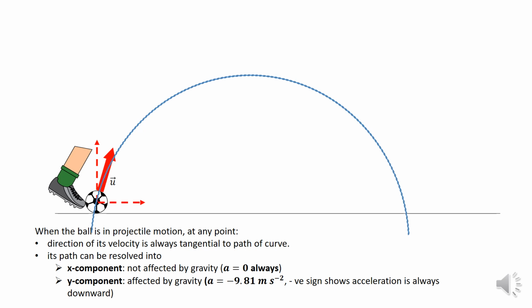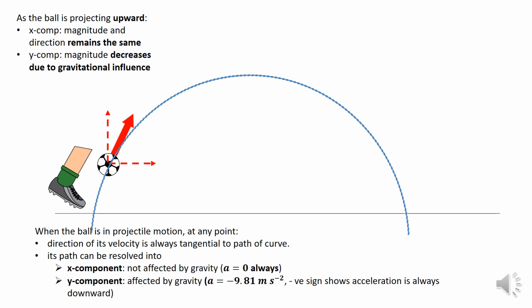Alright? So as the ball continues to travel upward into the air, the x component is not affected by gravity, so there is no acceleration along the x component. Remember in the earlier subtopic, when acceleration equals 0, what does it tell you about the velocity? The velocity remains the same. So the velocity along the x component remains the same because the acceleration is 0 along the x component.